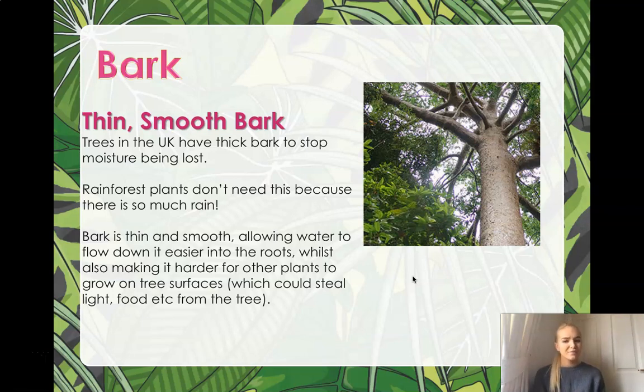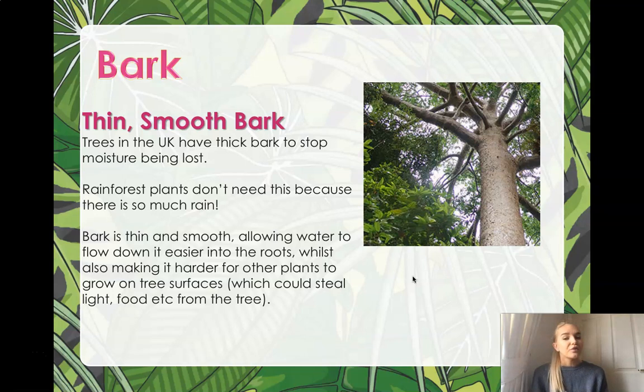Now, rainforest plants don't need thick bark because there's so much rain, so they constantly get moisture. But because in the tropical rainforest the bark is thin and smooth, this helps the water to flow down easier to the roots. It also makes it harder for other plants to grow on the tree surfaces, because these other plants that could grow on the trees could steal the light or the food from the tree when the tree needs it to grow too, and to make sure that it's staying alive basically.